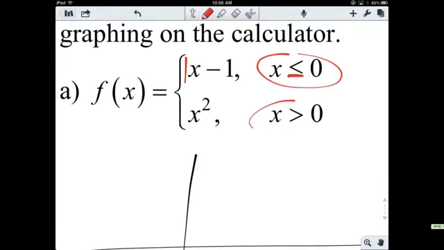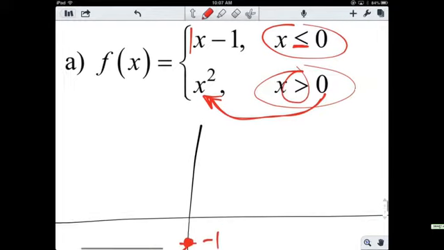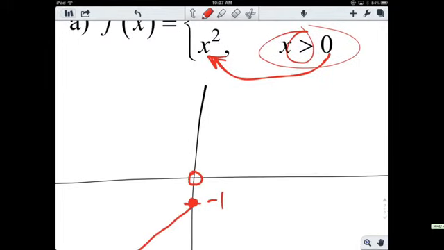Now, at 0, x squared picks up. I want to do the same thing. I want to know where x squared starts. I want to know where x minus 1 ended, and I want to know the y value where x squared starts. So I will also plug a 0 into x squared, and what do I get? It's okay. 0 squared, I get 0. Now, at the point (0, 0), do I put 1 solid dot or 1 open circle? I have to put an open circle because there's no equal to. And that's how we would graph it. Okay, it's an open circle.